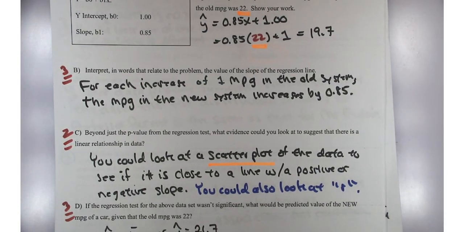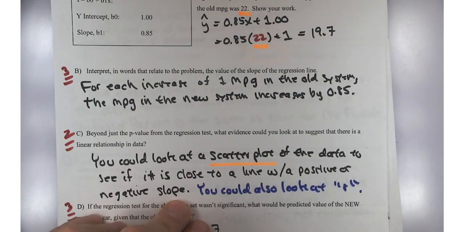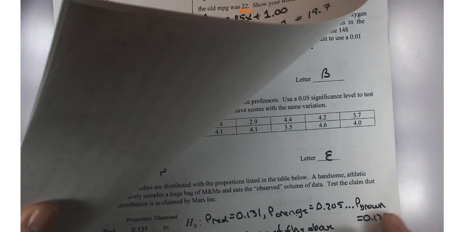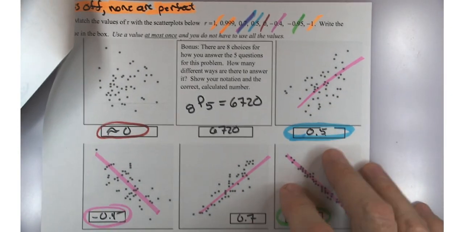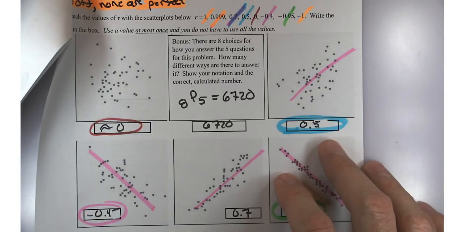For part C, I actually had to add on a little bit. What I was expecting you to do for part C is take a look at the scatter plot. If you want to see if there's evidence to suggest that there's a linear relationship, hey, just look at the scatter plot, right? So that'd be like these examples here. The scatter plot can give you an indication of whether or not you think that there's a linear relationship. But I wasn't complete enough in my answer.